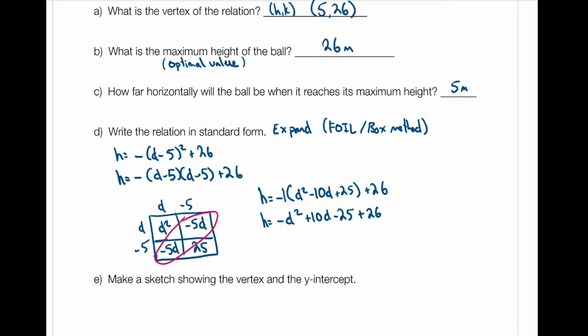And then the last final thing, I can combine the two last terms because they are like terms, and I get h equals negative d squared plus 10d plus 1. And this is my equation in standard form.